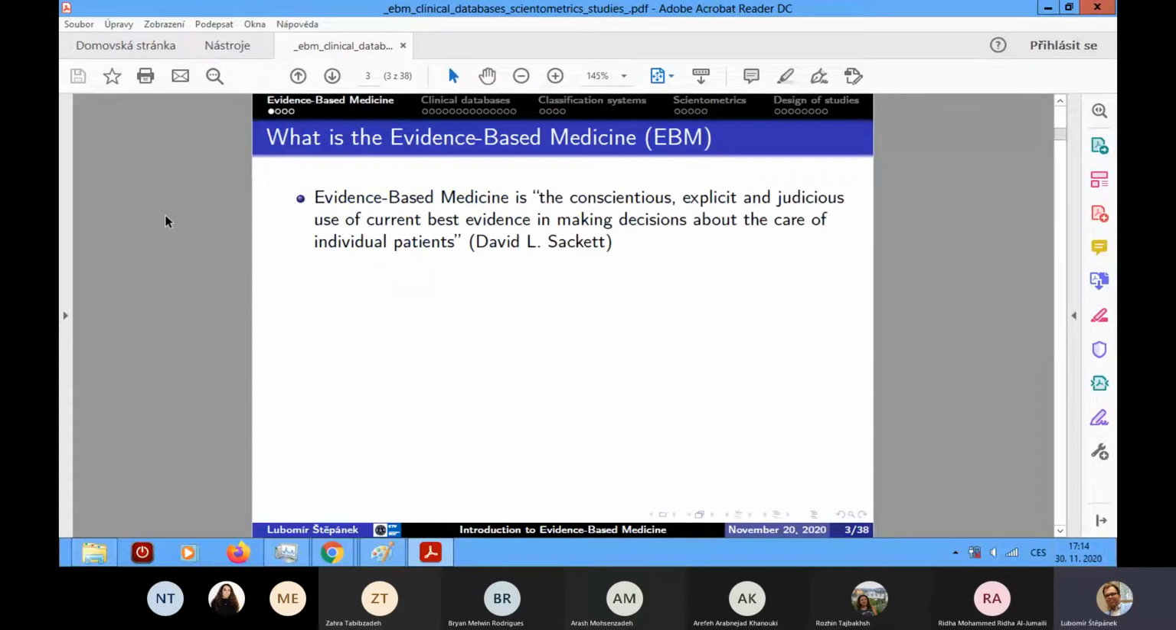So what is evidence-based medicine? Usually, you can see the abbreviation EBM in the context of medicine. It stands for evidence-based medicine, and this is a term which comes from Dr. David, or Professor David Sackett.